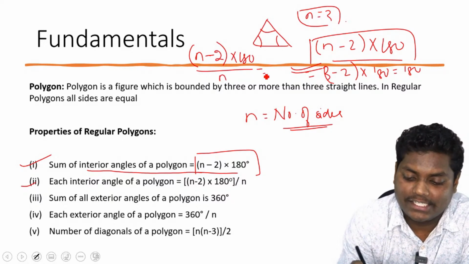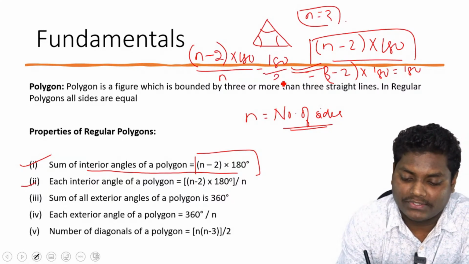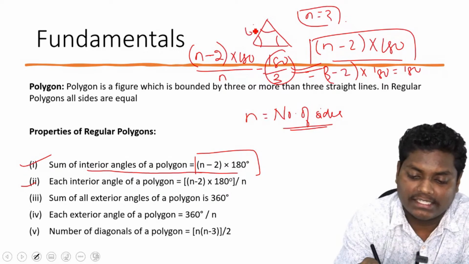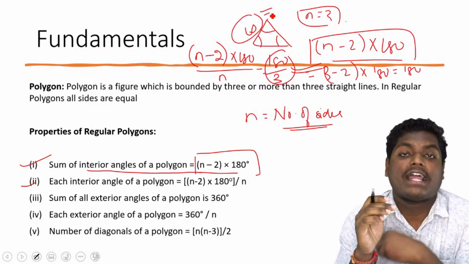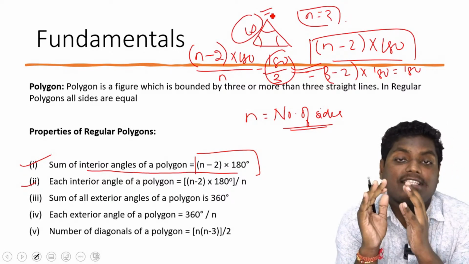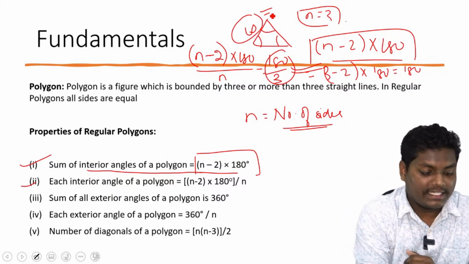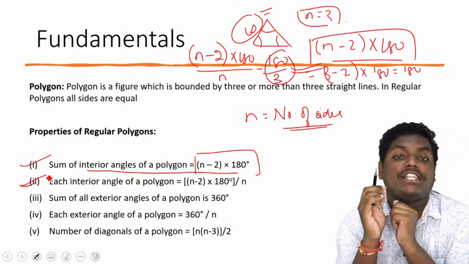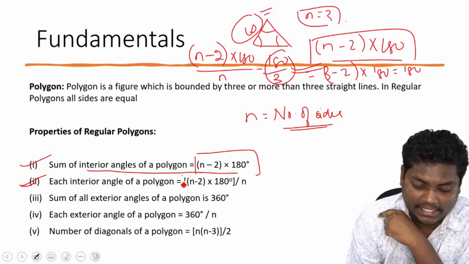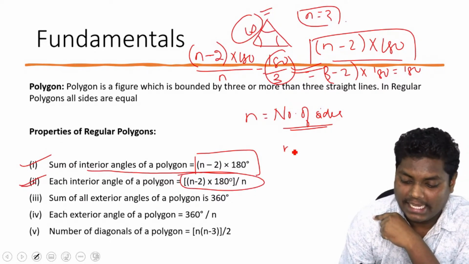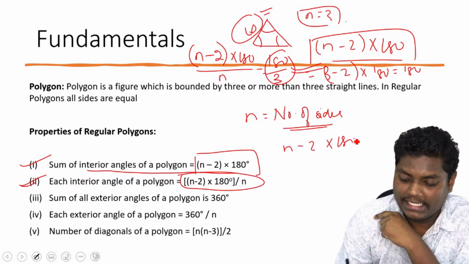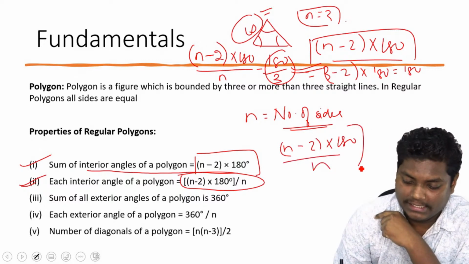So it is 180 upon 3, so it will be 60. For a regular triangle where all the angles and the sides are equal, it will be 60. So basically, if you want to find each interior angle, the equation for this is (n minus 2) into 180 divided by n.